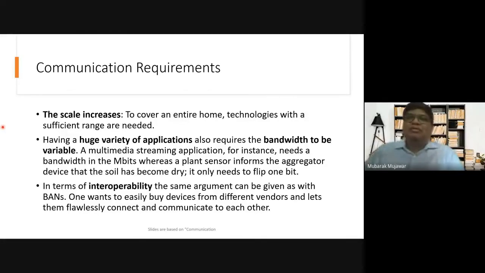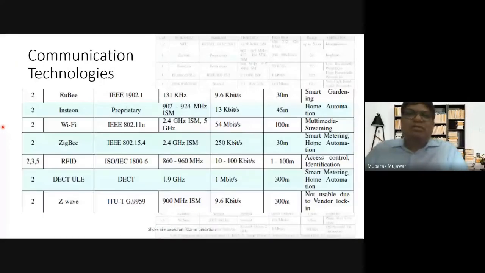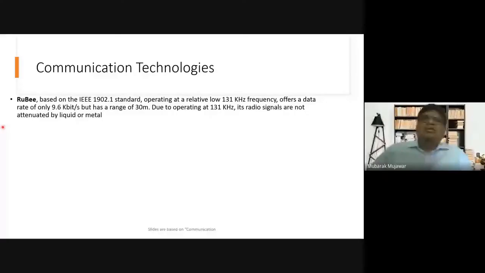So what are the technologies which we can use, or which we can recommend? One is Ruby technology. This Ruby technology is quite interesting. It was actually developed for smart garden, and fortunately it uses an IEEE standard. We have Wi-Fi, we have Zigbee, we have RFID for access control and identification, and we have DECT ULE and Z-Wave. Out of that, we're going to talk about two, three communication technologies which we can recommend to our applications.